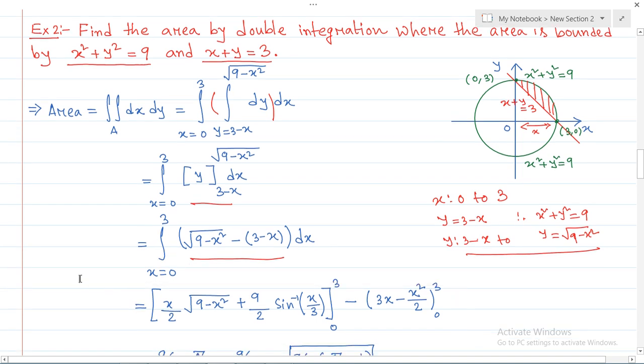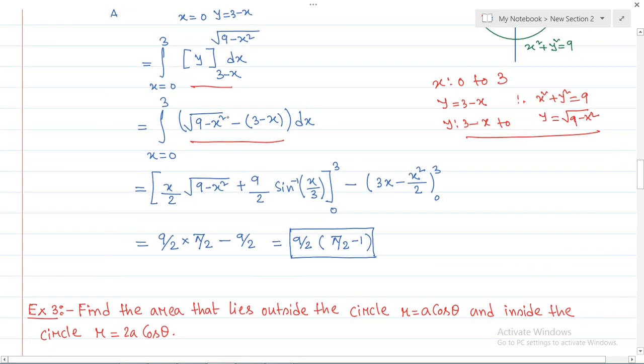Thereafter we are having two different functions in the integration, right? The first function is root over of 9 minus x square. It follows the structure of root over of a square minus x square, so we have used the formula for this. And for this part, 3 minus x, it is very simple to integrate, that is 3x minus x square by 2. Limit is 0 to 3. After substituting the limit, the final result is going to be 9 by 2 into pi by 2 minus 1. It is a very easy calculation. Everyone can do that and verify.